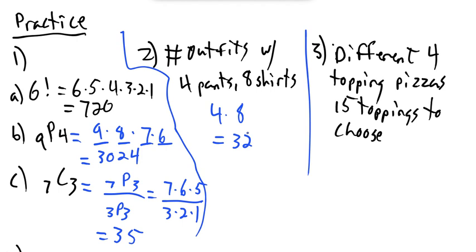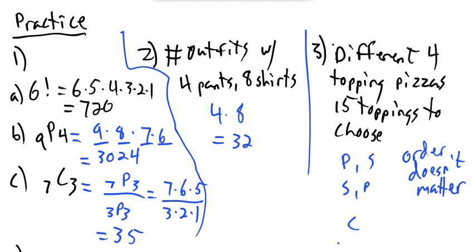For this third one, we're choosing 4 different toppings of pizzas with 15 toppings to choose from. Doesn't matter whether pepperoni goes first and sausage goes next, or whether sausage goes first and pepperoni goes next. It does not matter. So order doesn't matter. Which one does that apply to? That applies to combinations. So we're choosing from 15 toppings and we're picking 4 of them, meaning that this becomes 15 pick 4 dividing by 4 pick 4.